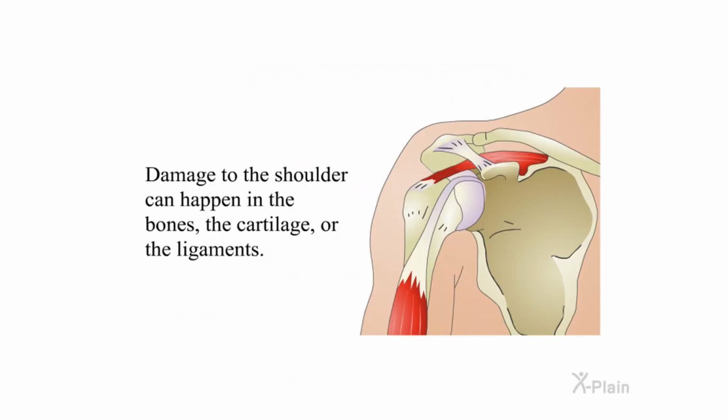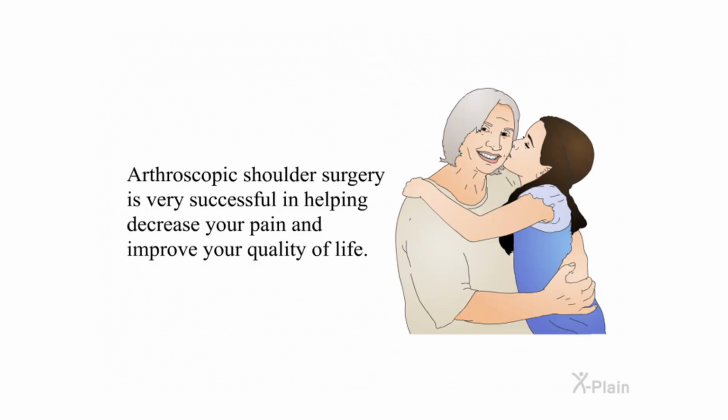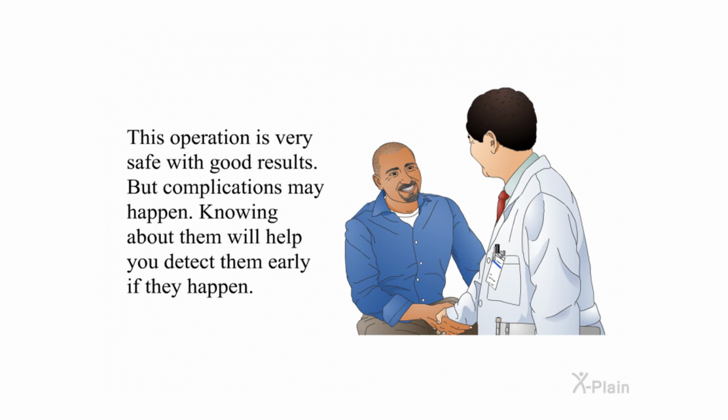Summary. Damage to the shoulder can happen in the bones, the cartilage, or the ligaments. For certain kinds of damage, arthroscopy can be a way to find out what kind of damage has been done and to repair some kinds of problems. Arthroscopic shoulder surgery is very successful in helping decrease your pain and improve your quality of life. This operation is very safe with good results, but complications may happen. Knowing about them will help you detect them early if they happen.